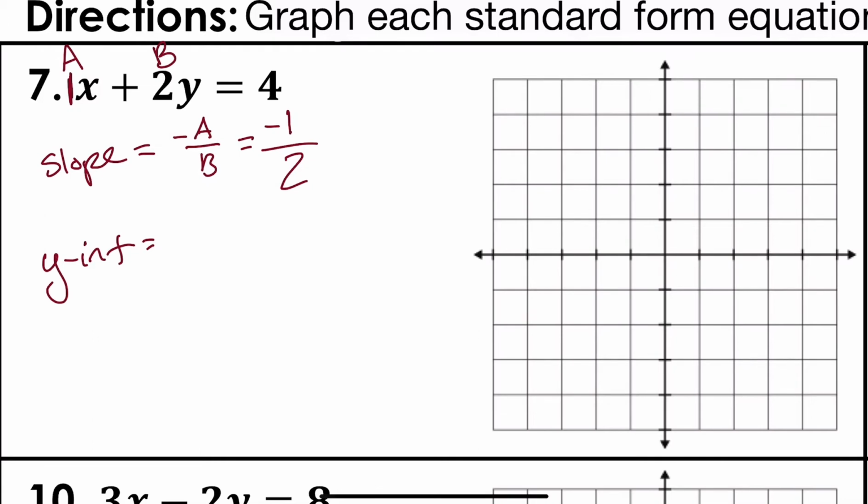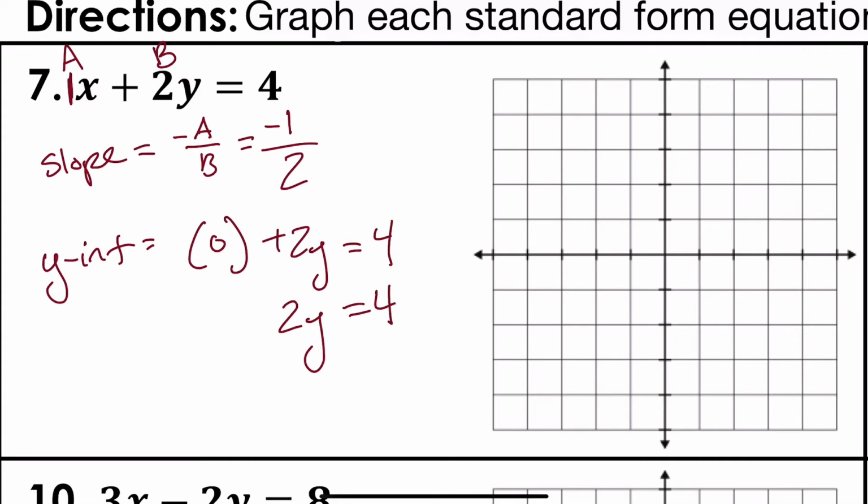Okay, now we need our y-intercept. So just like we did before, I'm going to write this exact equation, but instead of an x, I'm going to put a 0 here instead. So parentheses 0 plus 2y equals 4. Okay, now I just need to solve for y. So just like we did before, I do not need to write a 0, so I'm just going to drop that right away. So we have 2y equals 4.